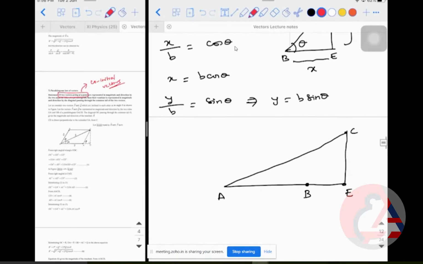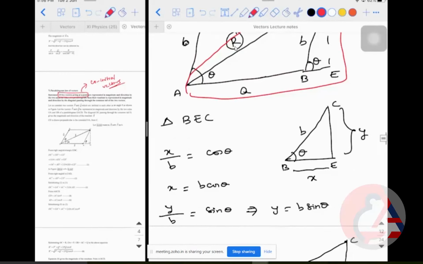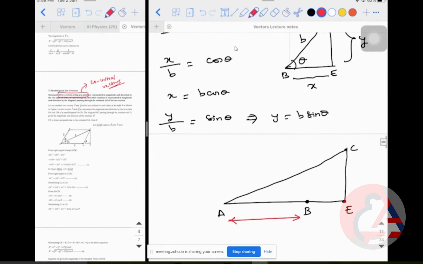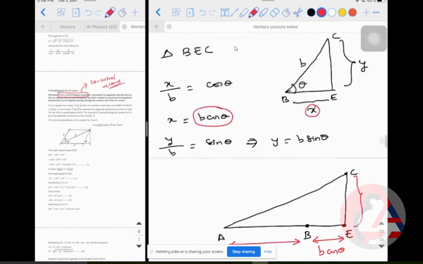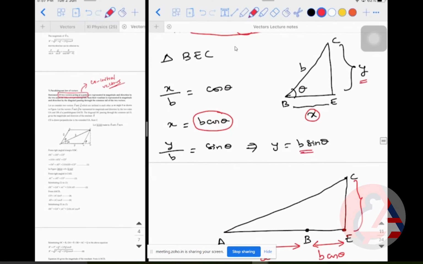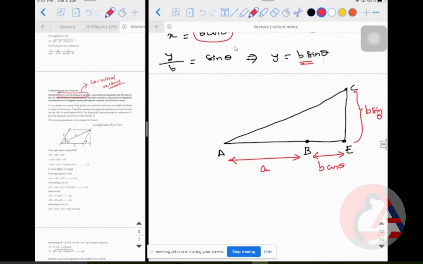If I take this part of the diagram, can I draw it like this? Right? If this is the case, what is the distance AB? Distance AB is A. What is the distance BE? Distance BE is nothing but X, and X is nothing but B cos theta. Similarly, what is the distance CE? CE is nothing but Y, which is B sin theta. So I hope it is clear till this step. So this is A, this is B sin theta, this is B cos theta, and this is R.